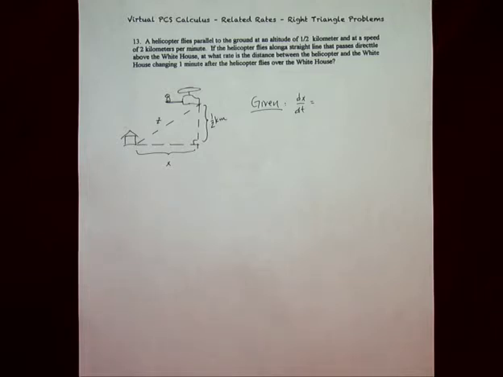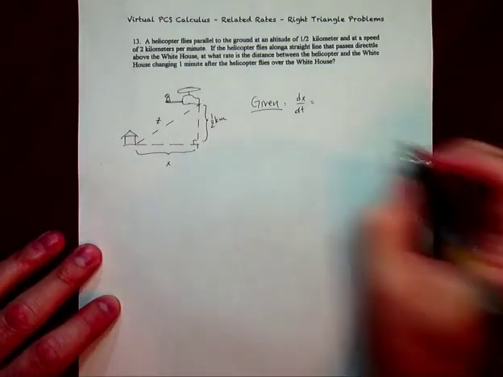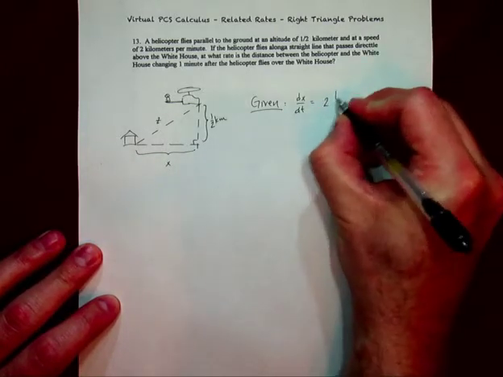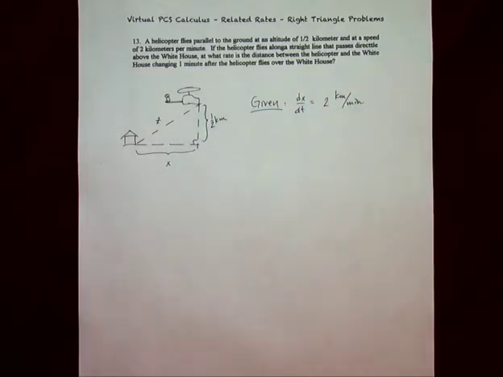So basically the helicopter is now moving away from the White House, and therefore this x is getting larger. So the 2 kilometers per minute is actually positive. If the helicopter had been going toward the White House, then obviously the dx/dt would be closing that distance, making it smaller, and our dx/dt would be negative.